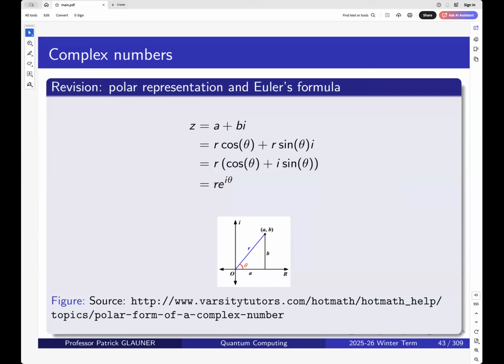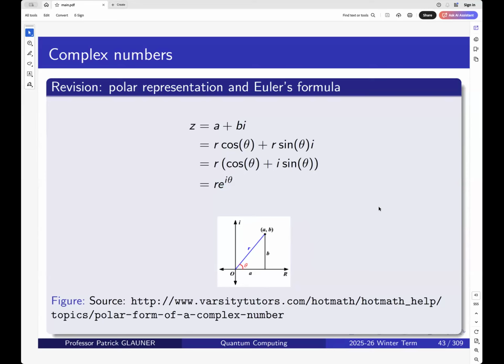Euler's formula is r, the length of the vector, times e to the power of i times theta. And i times theta refers to the complex part, and theta here is just the angle of how far you need to move from the real axis to get to the complex number. So this is Euler's formula, which is just another representation for the complex number.